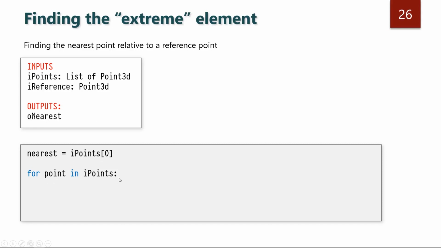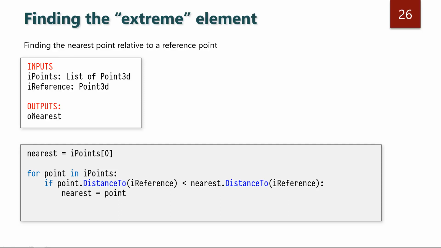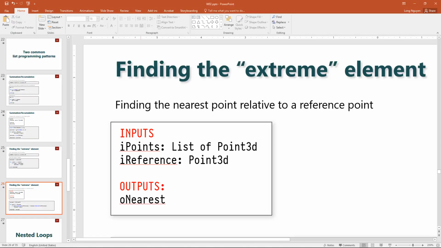Okay, now I'm gonna visit the remaining points and check if I have a new king of the hill. So I'm gonna do some distance comparison. If the current point's distance to the reference point is less than the distance between that reference and my currently nearest point, then of course I have a new winner, right? In that case, I update nearest to the point. Okay, so similar to the logic of finding the smallest number, but this time the comparison criteria involve the distance rather than direct comparison. All right, and then I just output the nearest point. Yeah, very short.